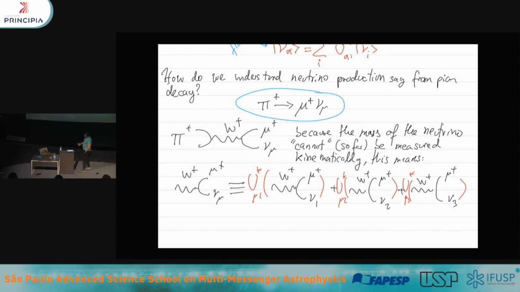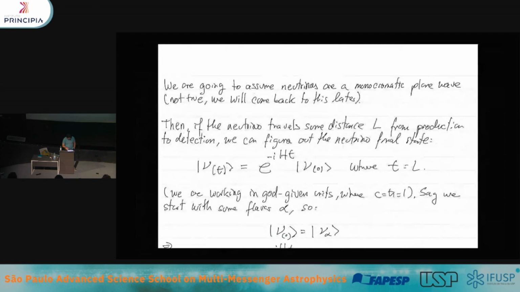What comes out of it, because I cannot measure the kinematics with infinite precision, is this state. Okay. So then what happens?